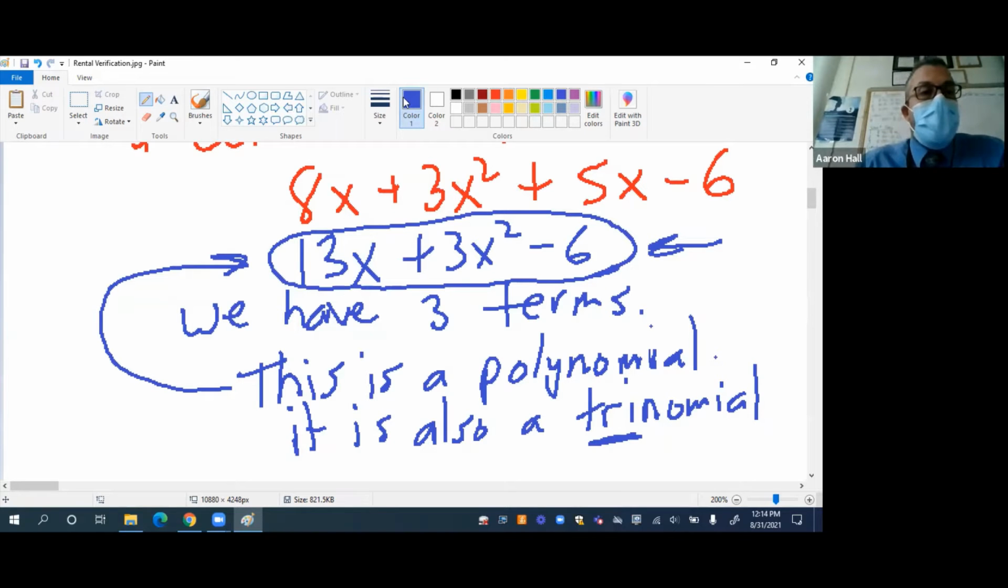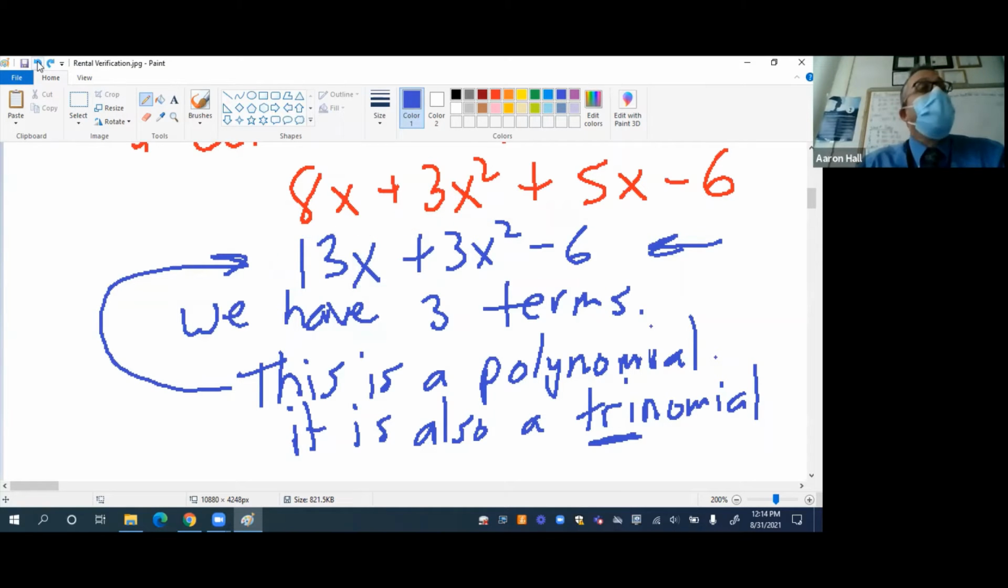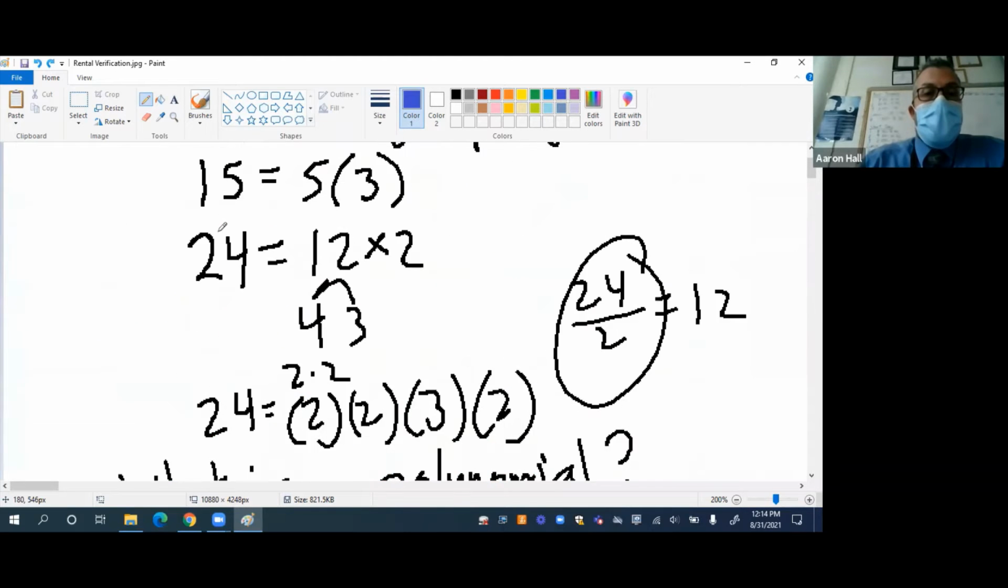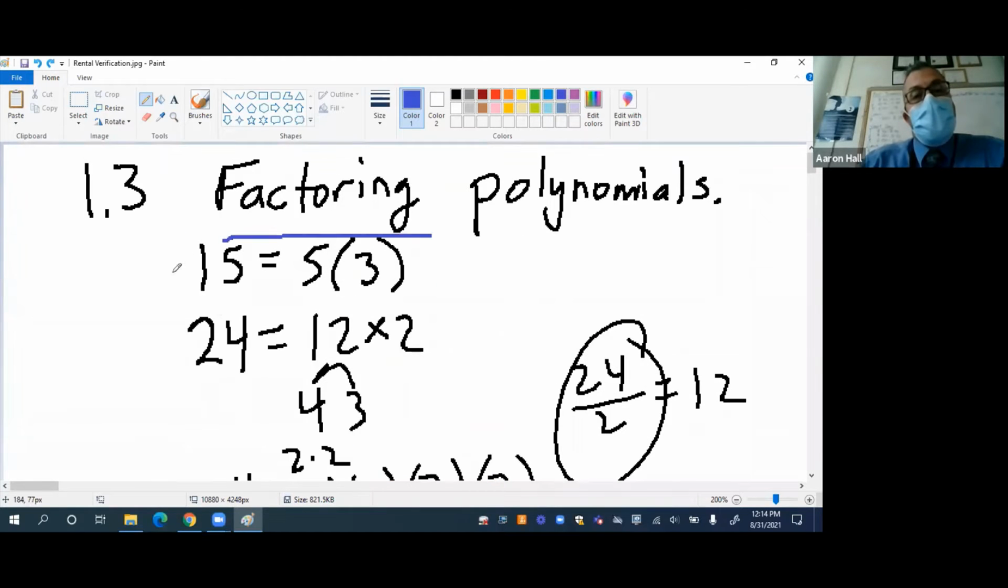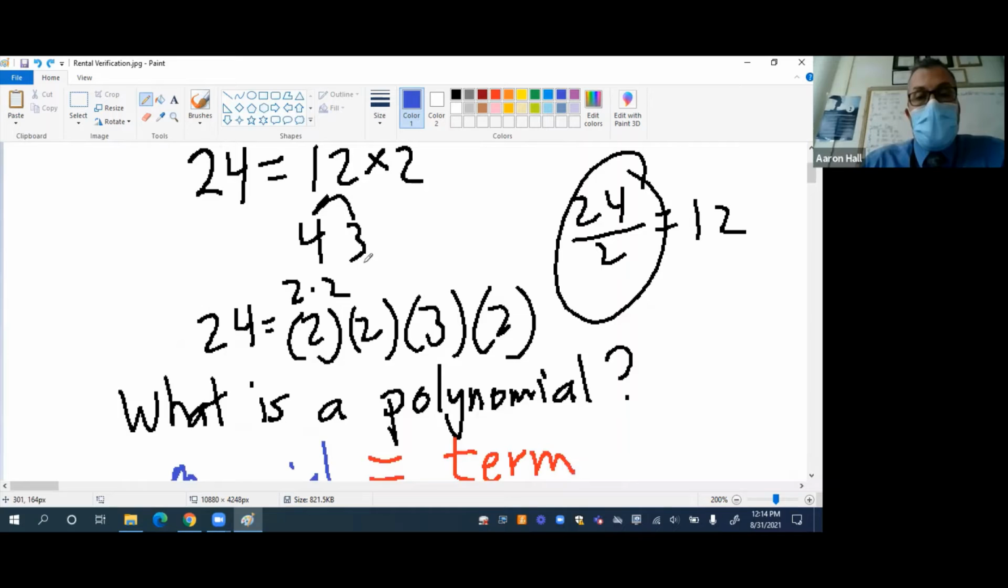What's our main idea today? It's not just polynomials. Factoring. What does factoring mean? We're breaking something up into factors. We're breaking some number into multiples.